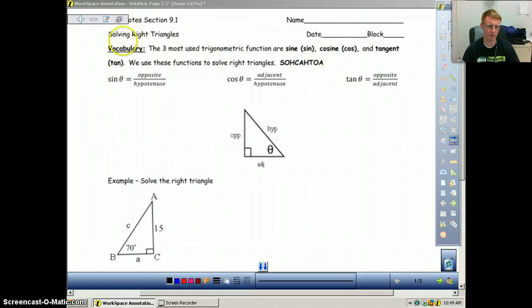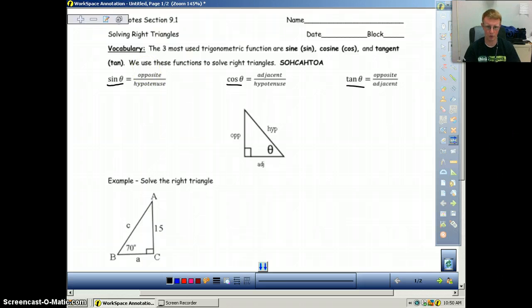Now, one of the things that we have to remember is that this is sine of theta, this is cosine of theta, this is tangent of theta. This symbol is theta. What that represents is an angle measure. So that's the angle measure in our triangle in this case. And also what we have to understand is this is not sine times theta. This is not cosine times theta. This is not tangent times theta. This is the sine of theta. It's the sine of an angle.